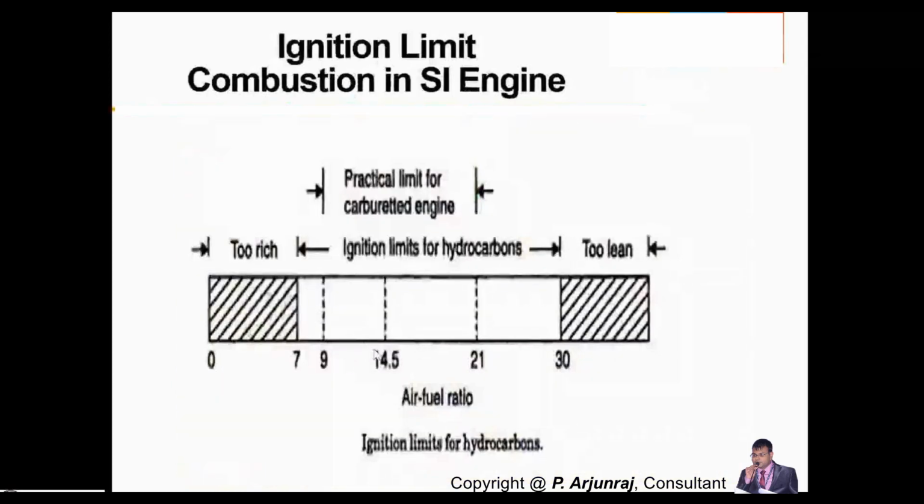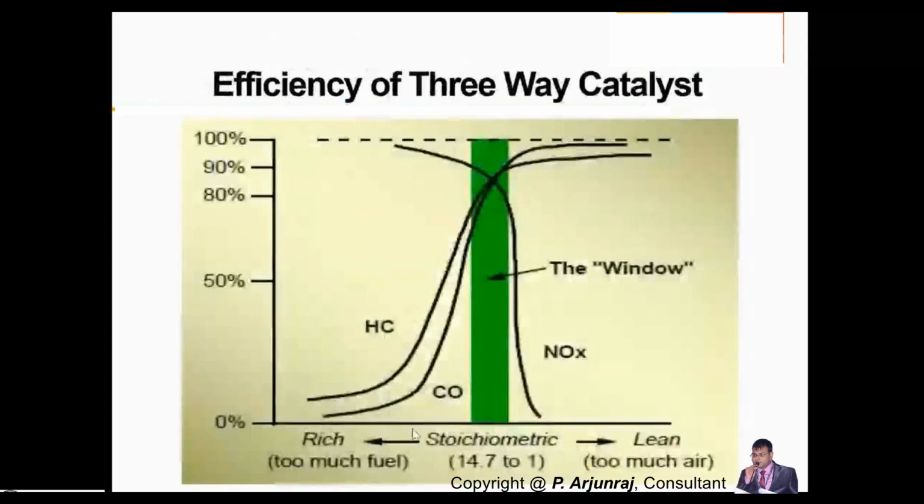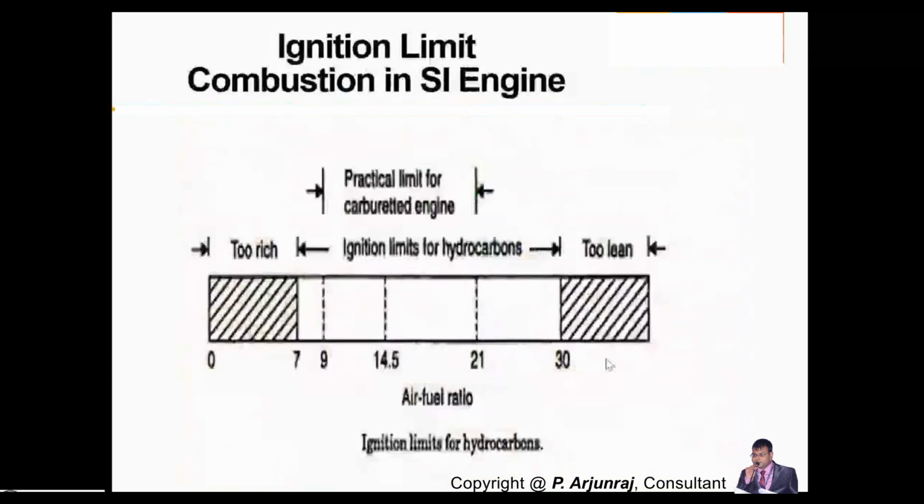The rich side can be rich or too rich. When it goes beyond this, it's too rich, and when it goes beyond this, it's too lean. So I'm going to categorize that into too rich and too lean, and then the ignition limit for the hydrocarbon. A hydrocarbon is nothing but hydrogen plus carbon, for example C8H18. That is why it's called a hydrocarbon.